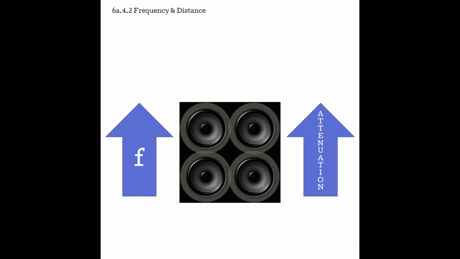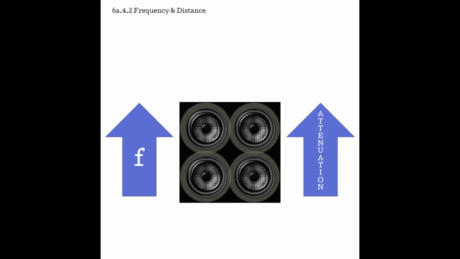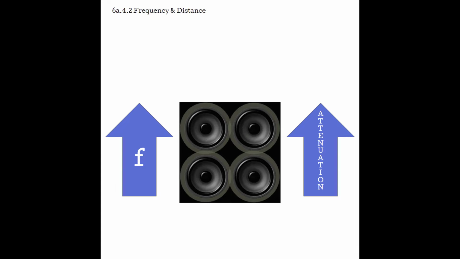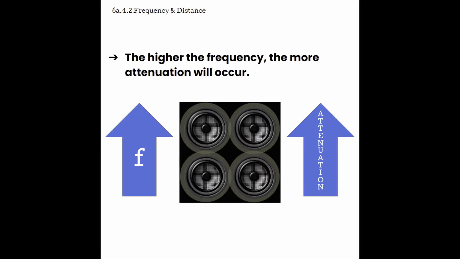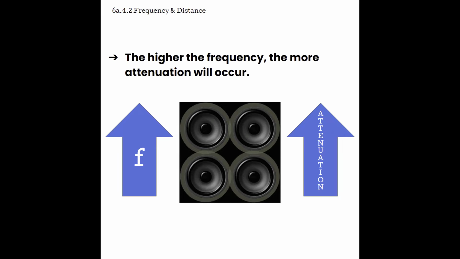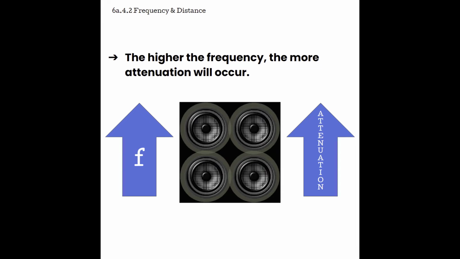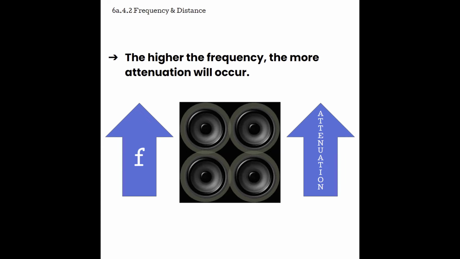And because frequency and distance are the main determining factors of attenuation, there are four things that I want to cover about them. The first one is that higher frequencies are going to attenuate more. So this makes attenuation and frequency directly related. If frequency increases, attenuation will increase. If frequency decreases, attenuation decreases.